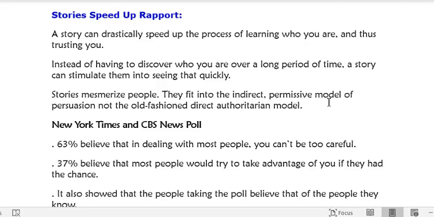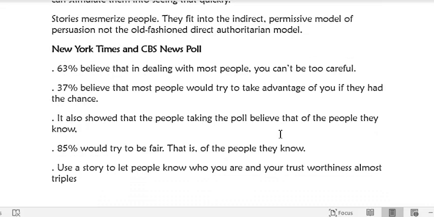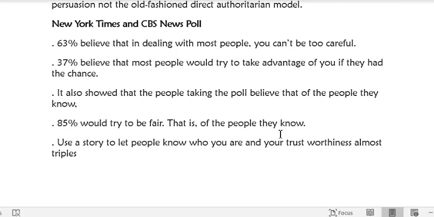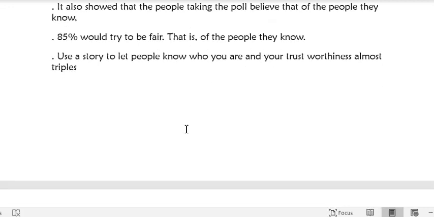According to the New York Times and CBS News poll, 63% of people believe that in dealing with most people you can't be too careful. 37% believe that most people will try to take advantage of you if they had a chance. It also showed that people taking the poll believe that of the people that they know, 85% would try to be fair. That is, of the people they know, remember that? And you use a story to let people know who you are. See, because 85% would try to be fair. So that's what you're using the story for. Okay, your trustworthiness will almost triple.